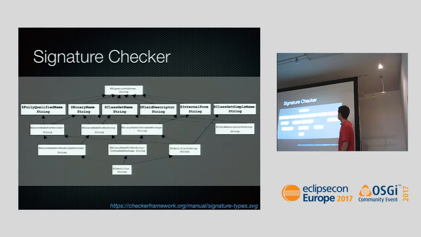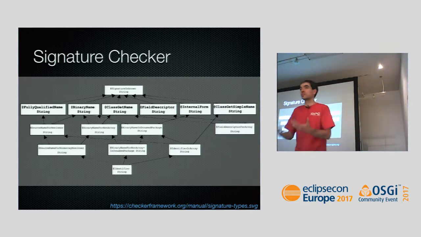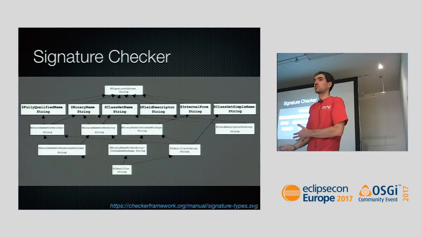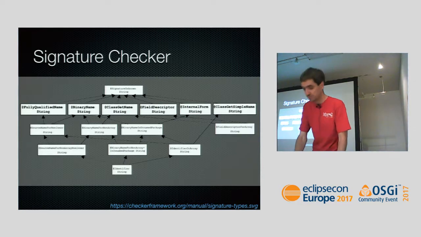So thus, the Checker Framework ships with a signature checker that allows us to ensure that we never use canonical name when we want to use the Reflect API, or that we only use the canonical name, let's say in error messages that will be shown to the developer or even to end users. I don't know, probably to the developer.